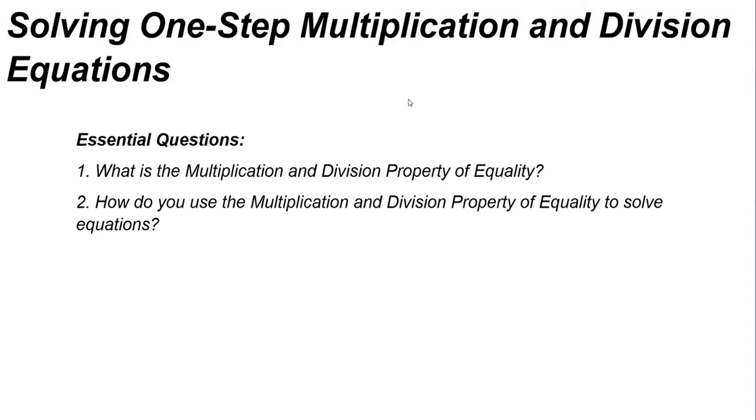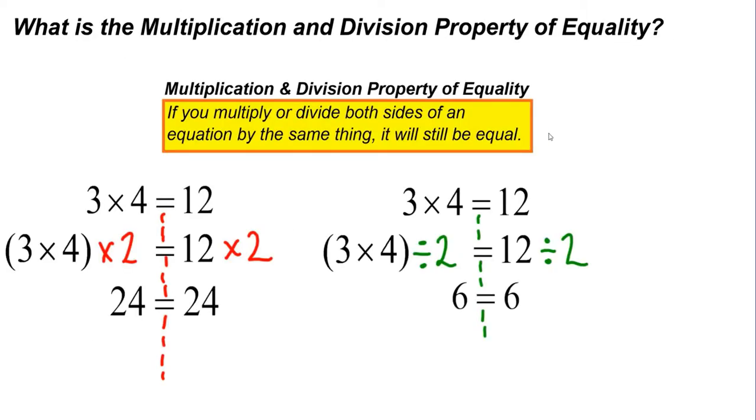In this video, we are going to be solving one-step multiplication and division equations. So our essential questions are, what is the multiplication and division property of equality, and how do you use multiplication and division properties of equality to solve equations? We're going to be doing similar to what we did in the last video where we were solving addition and subtraction equations, except now we're going to be undoing two different operations, multiplication and division.